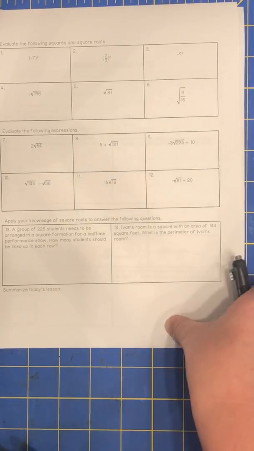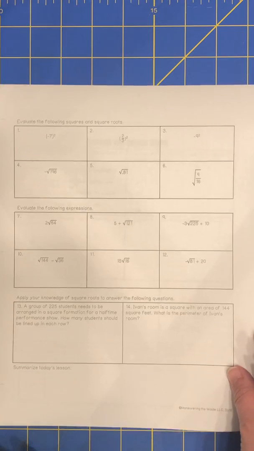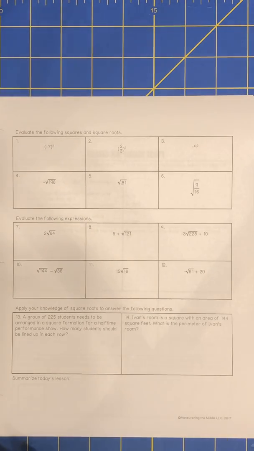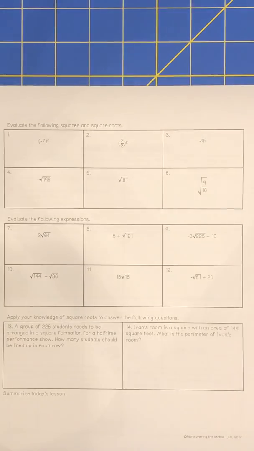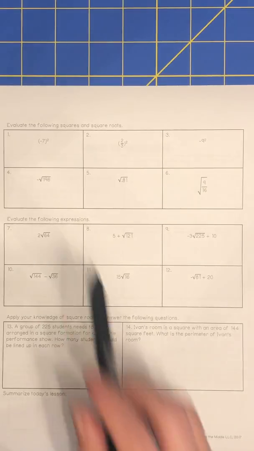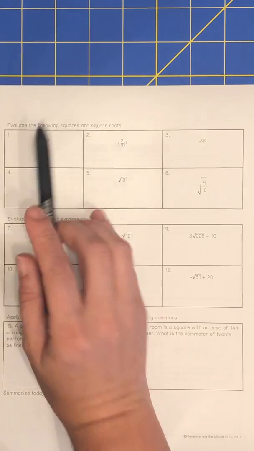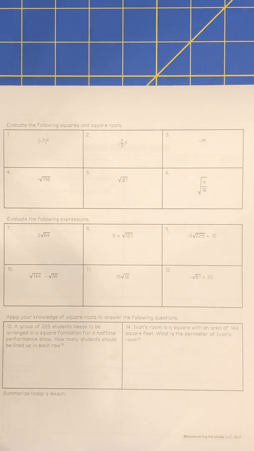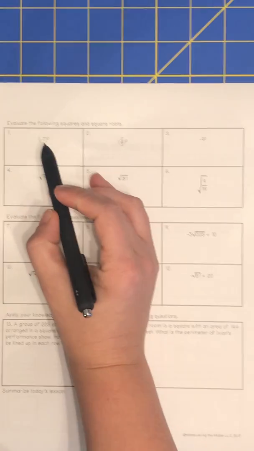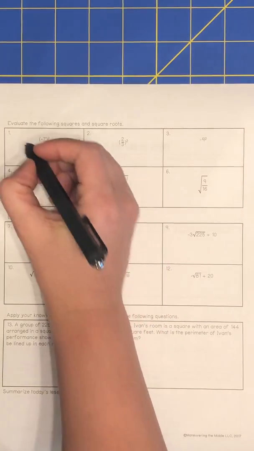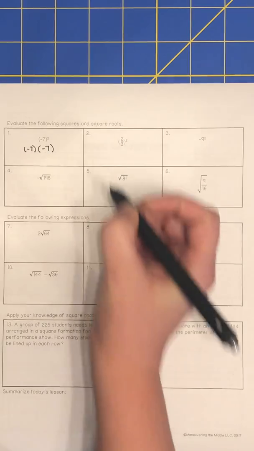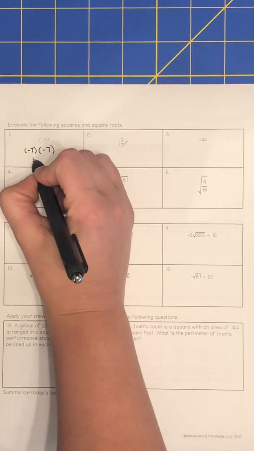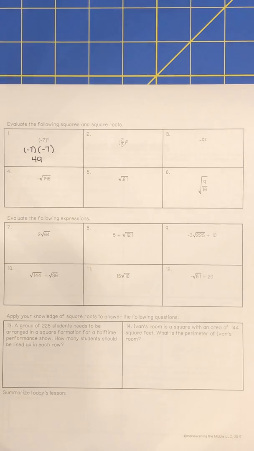All right, so now moving on, we are going to take this knowledge and work to evaluate these squares and square roots. So we're going to zoom in a little bit here, and we're going to look at number 1. Number 1 has a -7 in parentheses. So remember, if it's in parentheses, that means our answer here is going to be a positive, because a negative times a negative is a positive. So -7 squared is the same as saying -7 times -7. And a negative times a negative is a positive, so our answer here is going to be 49.